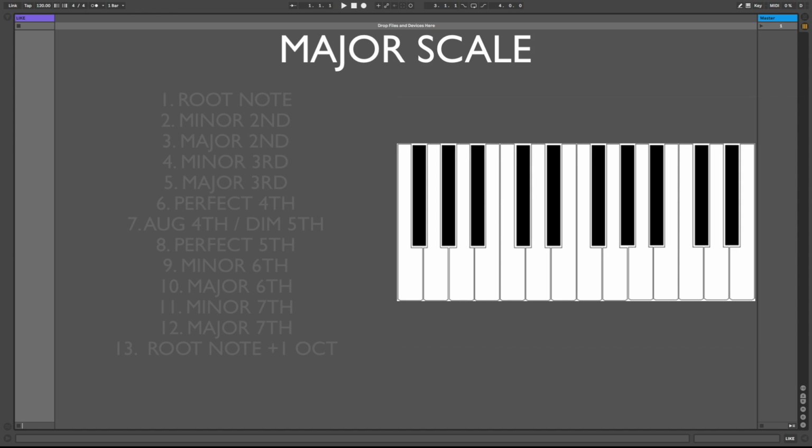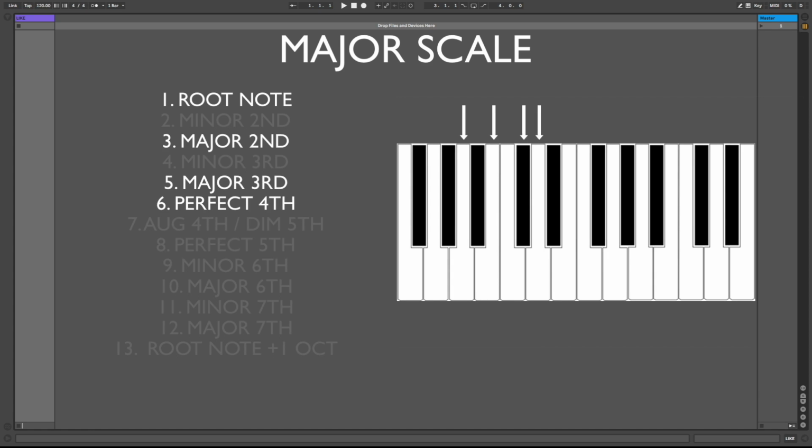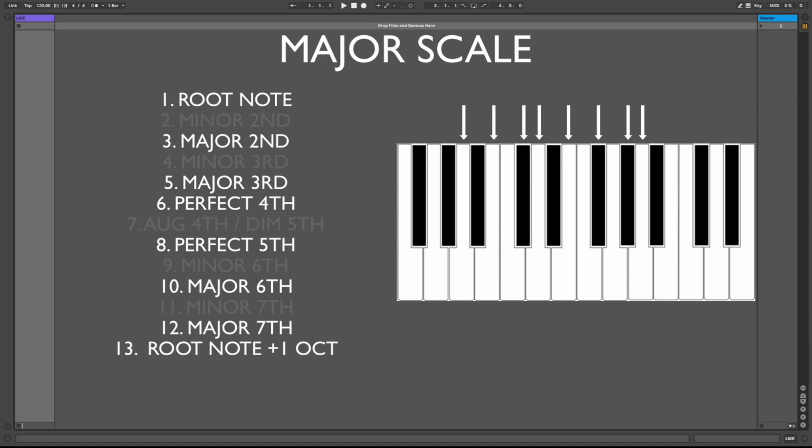Now they are both diatonic scales and they are made up of 7 notes. The word diatonic in music just implies that this scale contains 7 notes. So whenever you read about diatonic scales, it means 7-note scales. Now, the formula of the major scale is the following. Root note, major second, major third, perfect fourth, perfect fifth, major sixth, major seventh, and perfect octave.